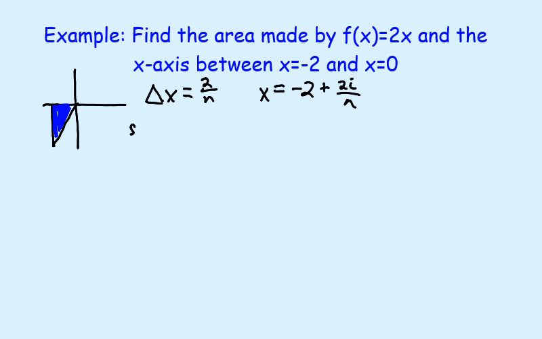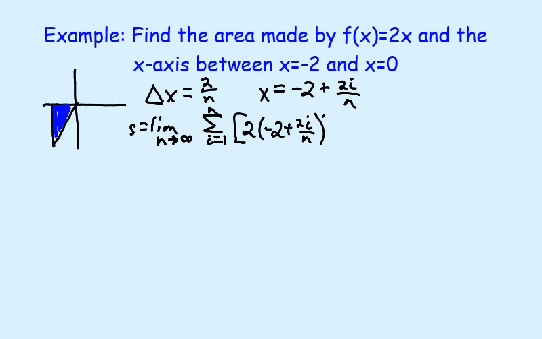So setting up my Riemann sum and going ahead and adding the limit, since I'm going to skip the algebra anyways: the limit as n goes to infinity of the sum from i equals 1 to n of f of x, which in this case is 2 times my x substituted in, times my delta x.